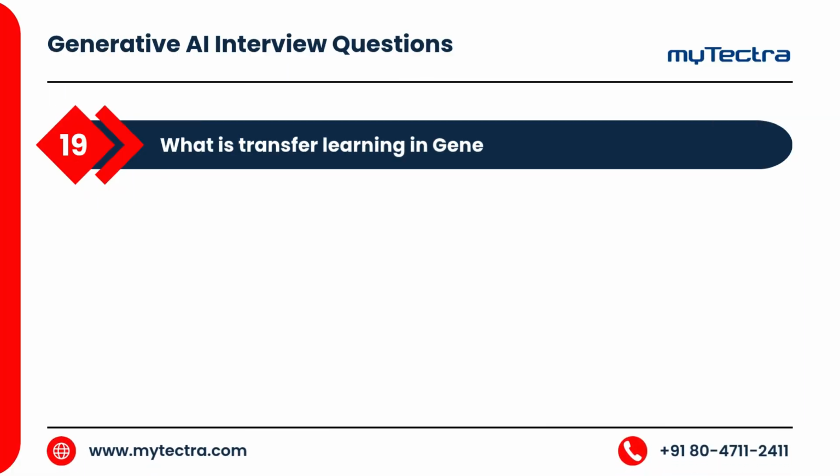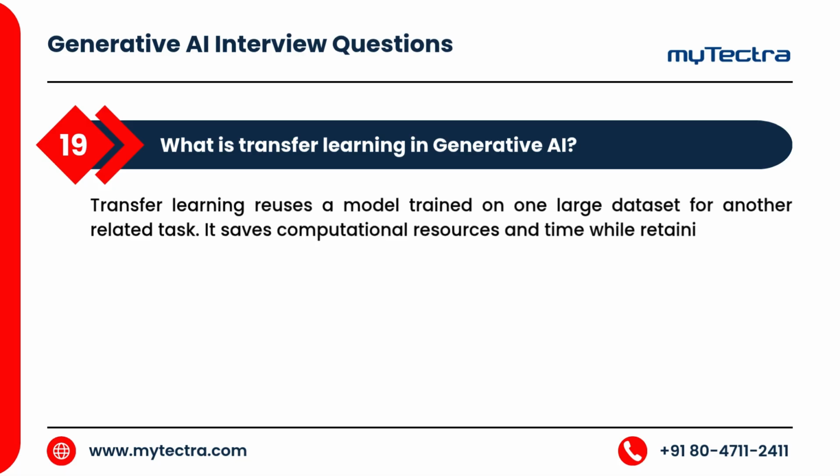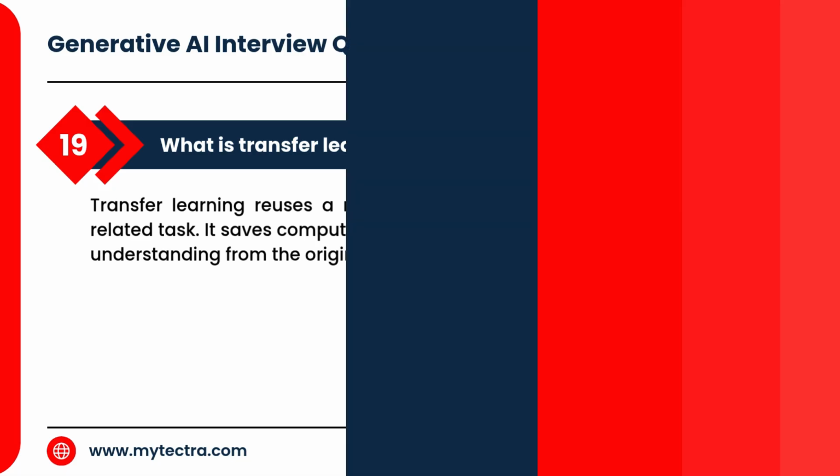What is transfer learning in generative AI? Transfer learning reuses a model trained on one large dataset for another related task. It saves computational resources and time while retaining general understanding from the original training.